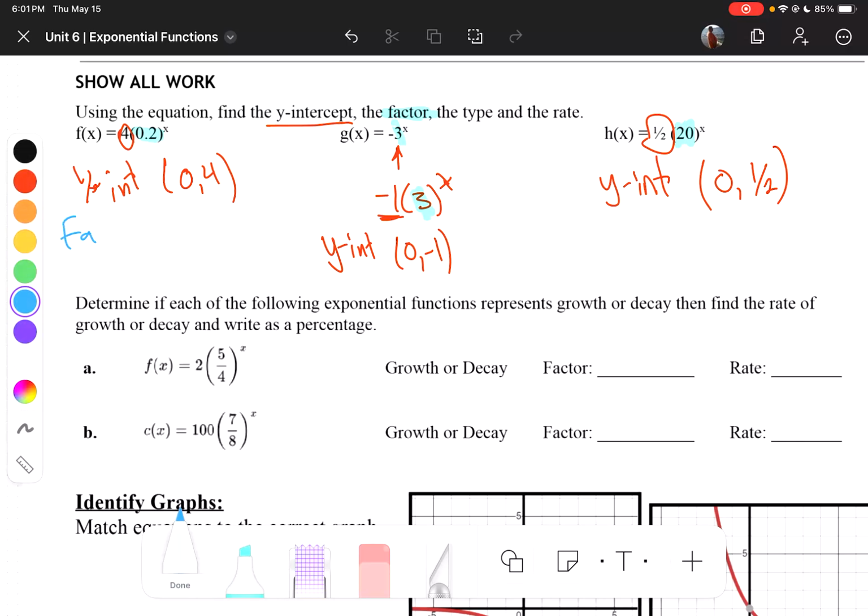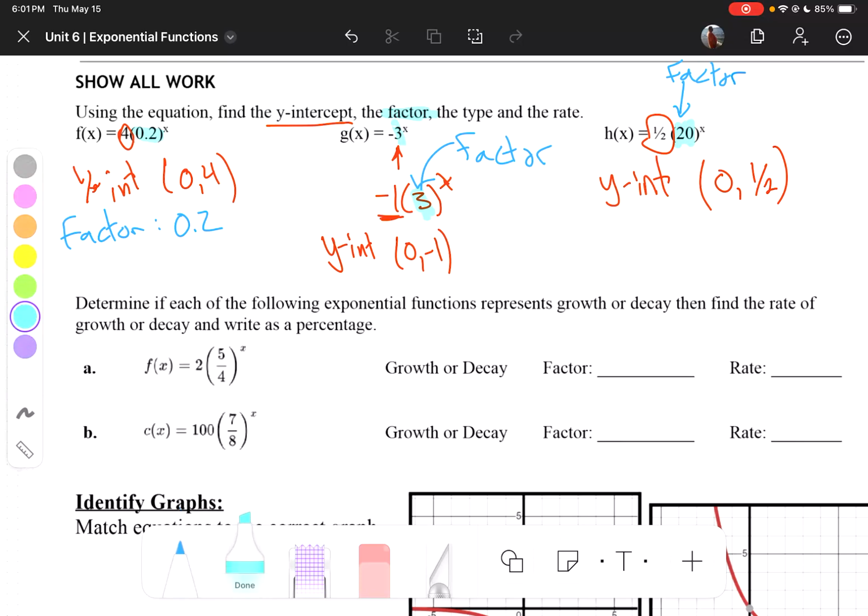So factor is 0.2. Here's our factor. And 20 is our factor. So my penmanship is getting terrible, folks. Alright, last but not least, we have to take a look at the type and the rate.